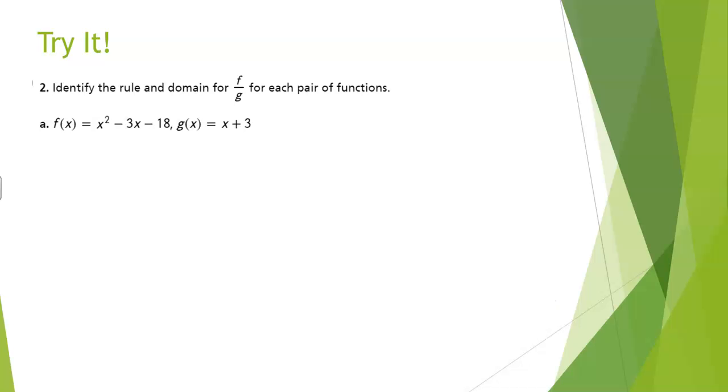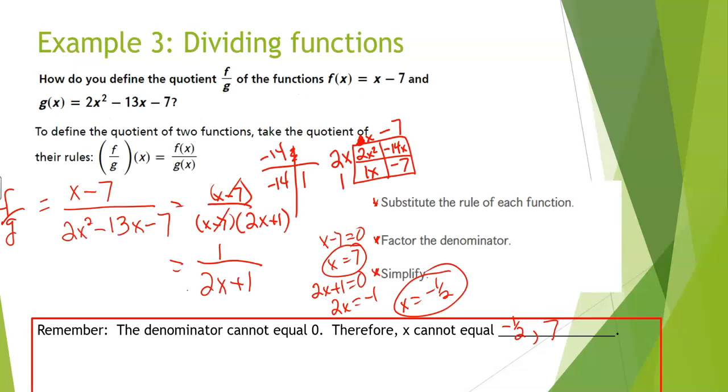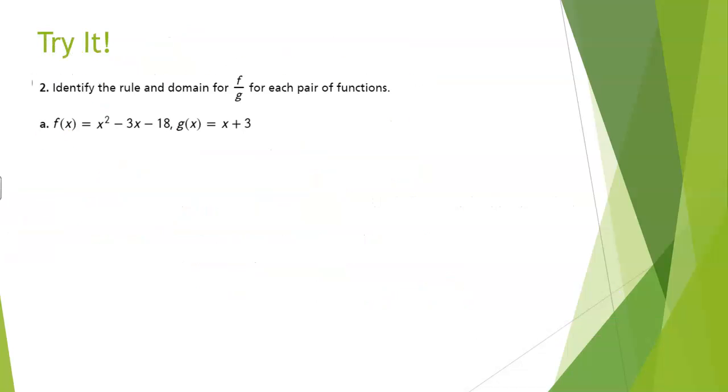All right, I want you to try this one. You can follow the steps. See those steps? Substitute the rule for each function, and then factor the denominator and simplify. Try that, and when you get back, we will be finished.